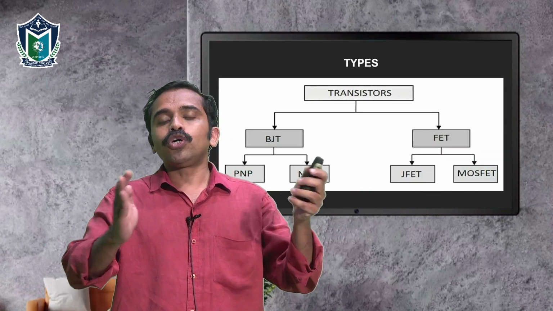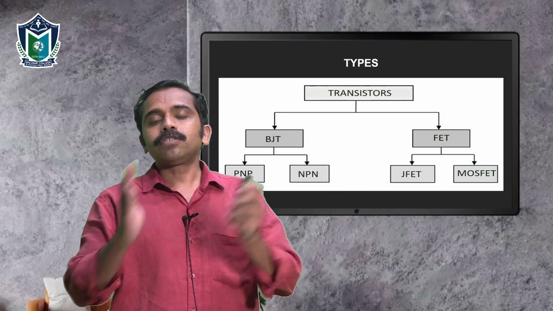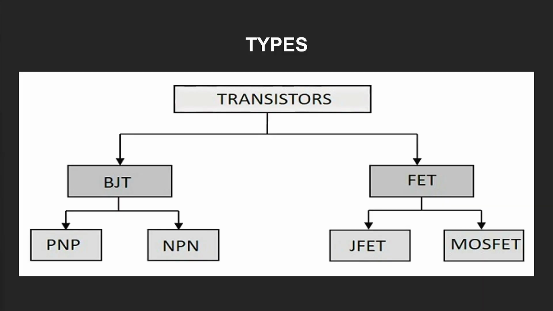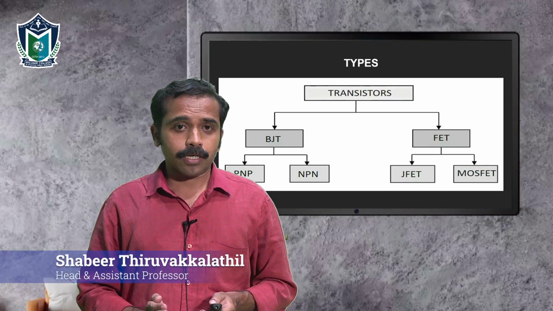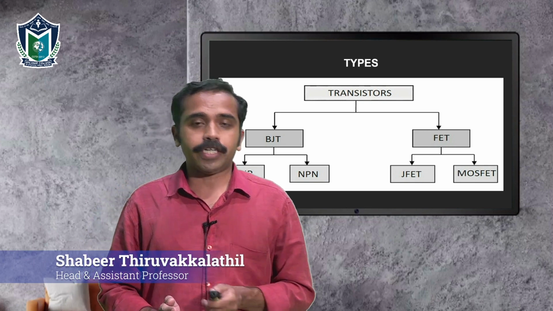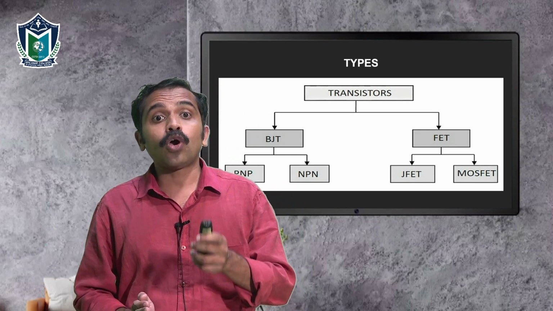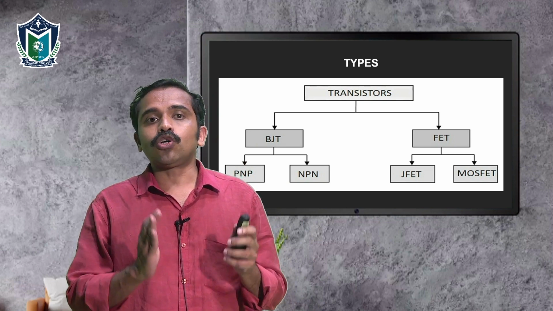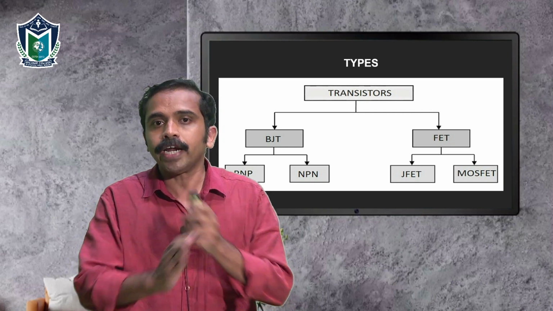Now, let us move on to the classification of transistor. Actually, in many ways, we can classify the transistors. In this session, our focus is on the classification based on the nature of the control signals. Here, two types are there. First one is BJT. BJT means bipolar junction transistor. Here, the input control signal will be in the form of current.